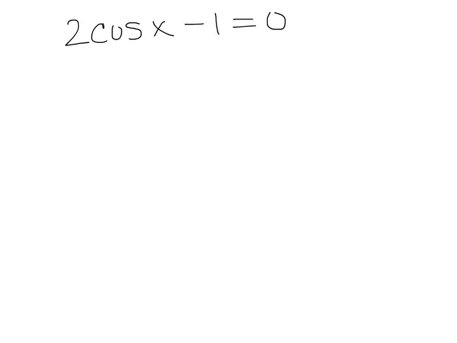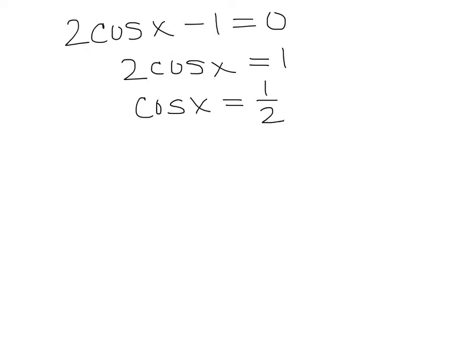The first thing you need to do is solve for the trig function. You can do this by adding 1 to both sides. So 2 cosine of x is equal to 1. Then divide both sides by 2. So you have cosine of x is equal to 1/2.